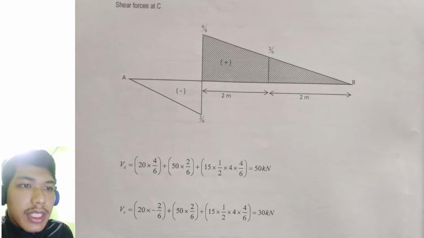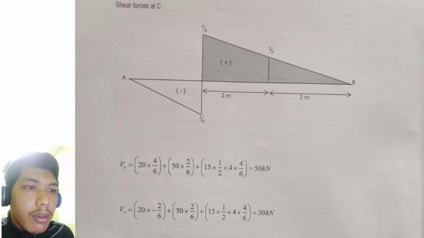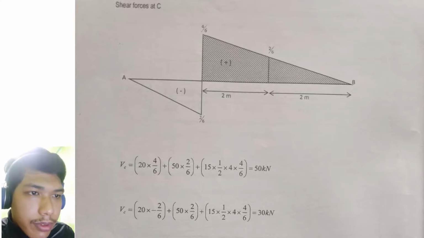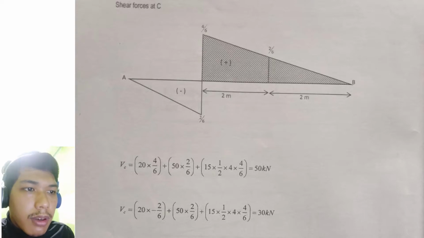So the formula is VC equals 20 multiplied by 4/6 plus 50 multiplied by 2/6 plus 15 multiplied by 1/2 multiplied by 4 multiplied by 4/6. So we got 50 kilonewtons. After that, we continue with VC equals 20 multiplied by negative 2/6 plus 50 multiplied by 2/6 plus 15 multiplied by 1/2 multiplied by 4 multiplied by 4/6. So we got 20 kilonewtons.